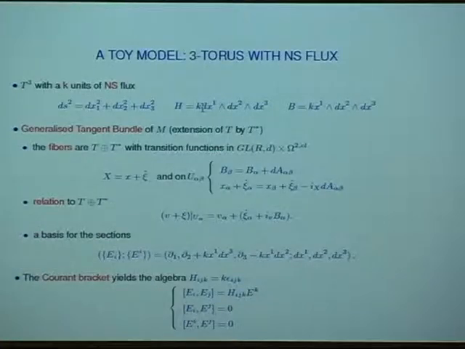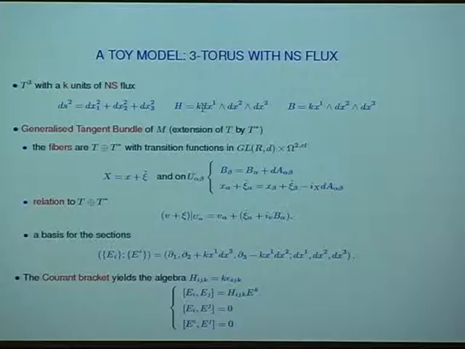To see this, we can use the beloved example of the 3-torus with K units of Neveu-Schwarz flux. We can choose a gauge where the B field is in the 2 and 3 direction. And we can define the generalized tangent bundle of this manifold. The generalized tangent bundle has fibers which are T plus T star. The difference is that now the sections are again the sum of a vector and a form, but now the forms are not well defined in the sense that they do not patch with diffeomorphisms, but we need a gauge transformation, which is a transformation of the B field, in order to patch them on the overlaps.